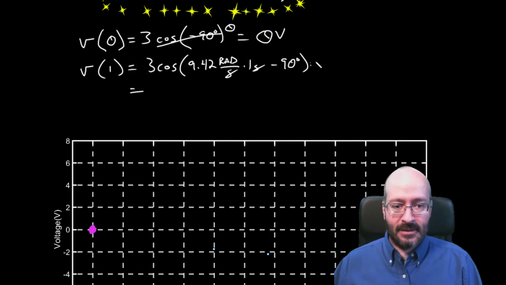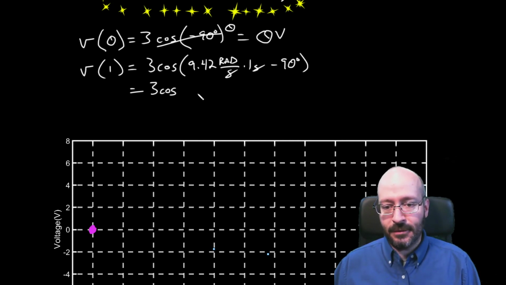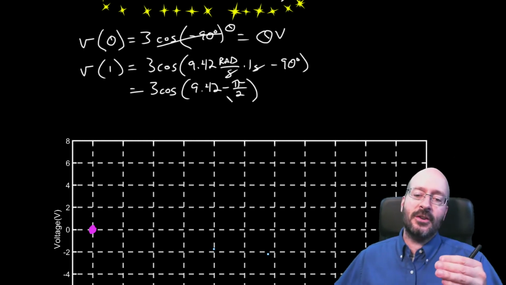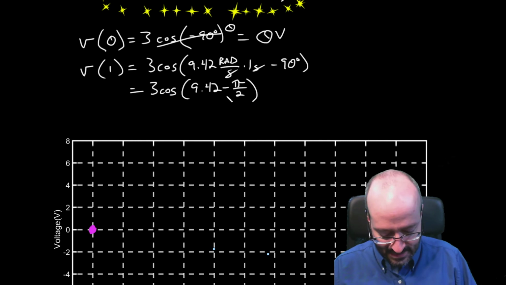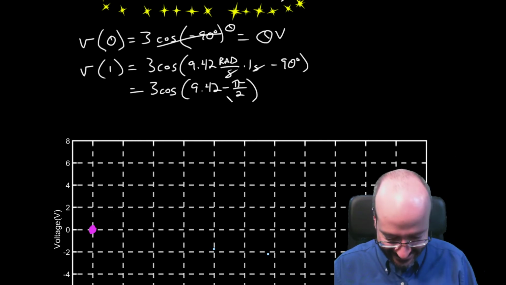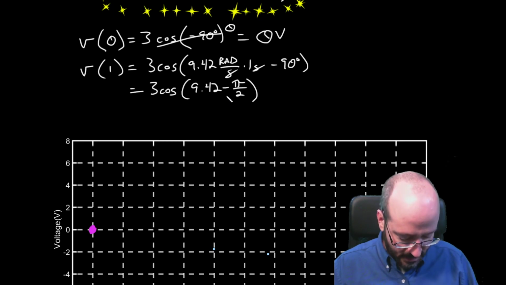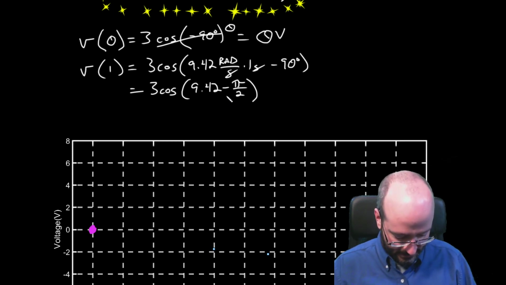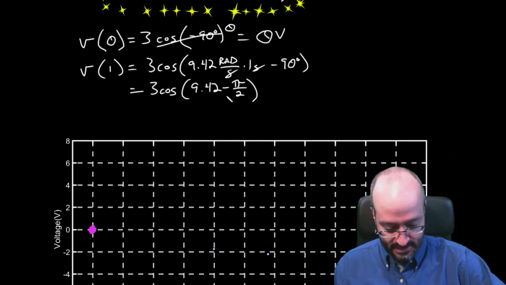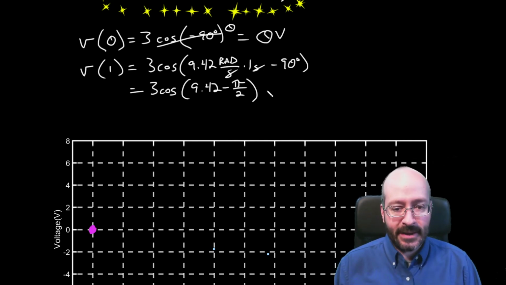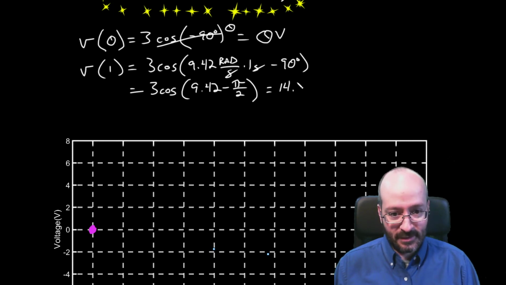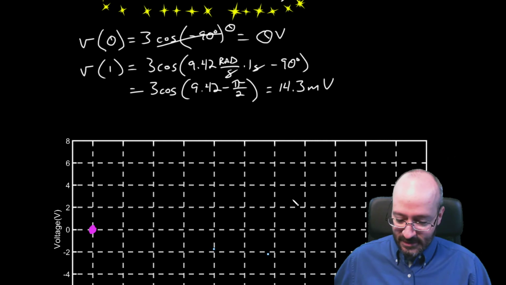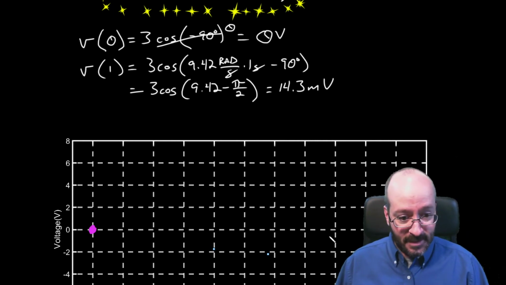And let's get a second line down here. 3 cosine 9.42. Negative 90 is really negative pi over 2, right? So if you're going to evaluate that cosine, just make sure you're consistent with your units inside, and also make sure your calculator's in the right mode, right? So let's see, 9.42 minus pi divided by 2. Okay, take the cosine of that, multiply by 3, and it's going to be pretty tiny, 14.3 millivolts. So that's on the smaller side for sure. And that's at 1 second.